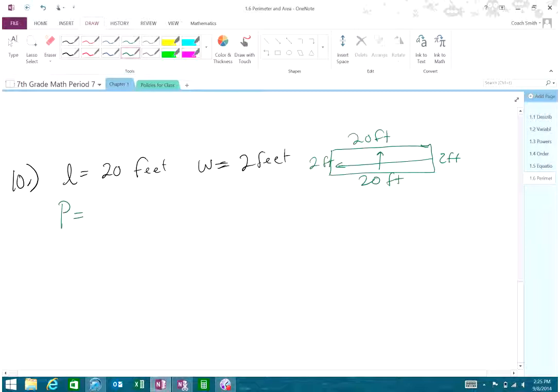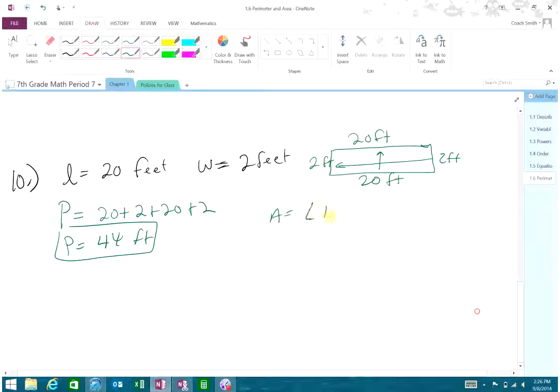Now, for perimeter then, you simply take 20 plus 2 plus 20 plus 2. Okay? That means perimeter is 44 feet. Did I multiply anything together? No. So you don't put the square. Okay? Now to figure the area.